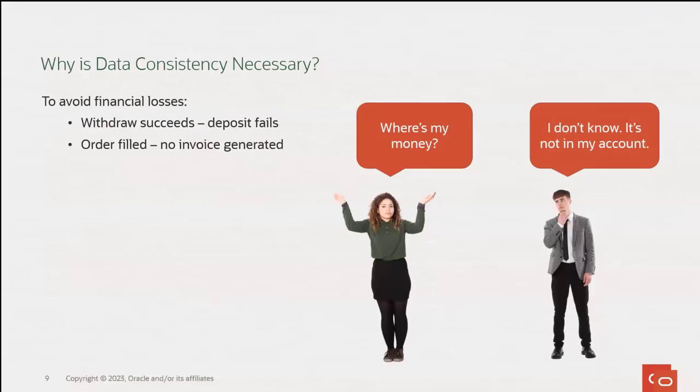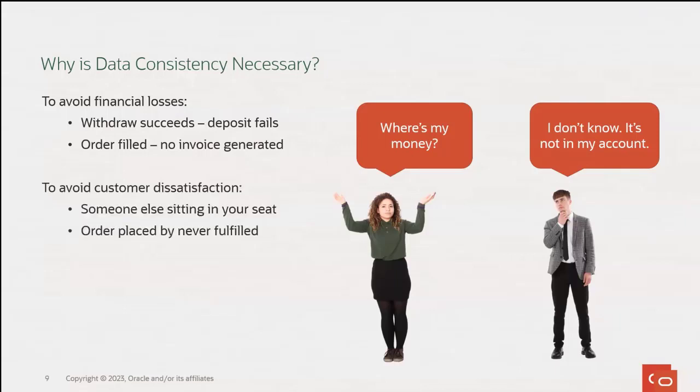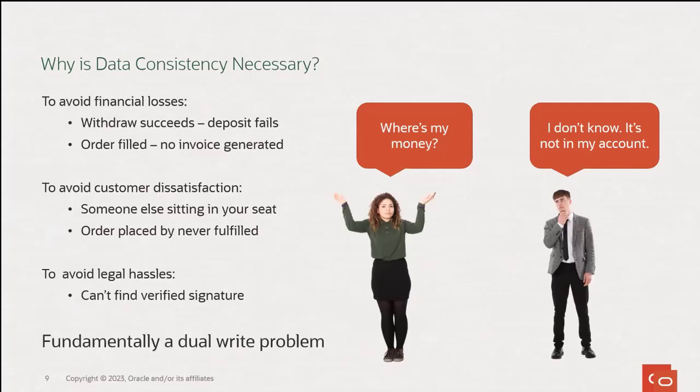And the reason is because, like in this case here, financial losses. Somebody's out some money here, or somebody has some money they shouldn't have. Another example is you've fulfilled an order, but no invoice was generated, so you don't get the money for the order. You can have customer satisfaction issues, such as you get on a plane and someone's sitting in your seat, or an order was placed and never fulfilled. And finally, you could even end up with things like legal hassles, where you may have collected a signature to prove that somebody accepted something, but then you can't find that signature because it wasn't properly written at the same time the contract was updated. So these are some of the reasons. These are all fundamentally, as I say, a dual write problem.